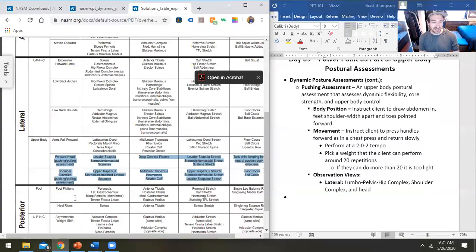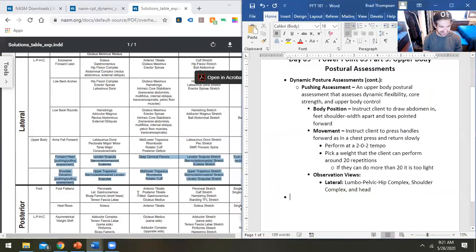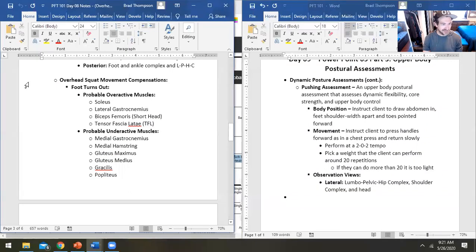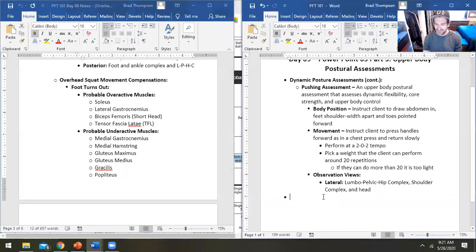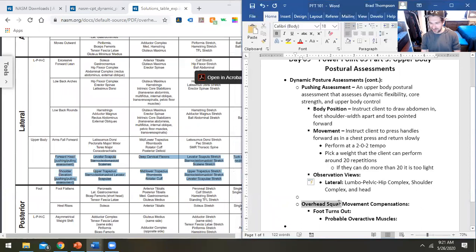So let's take a look. Copying and pasting so that I have a template. So, pushing assessment, movement compensations. Let's look at the first one here, which is going to be low back arch. Our probable overactive and probable underactive muscles.